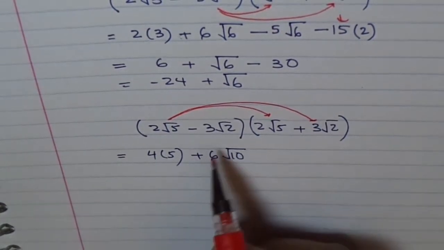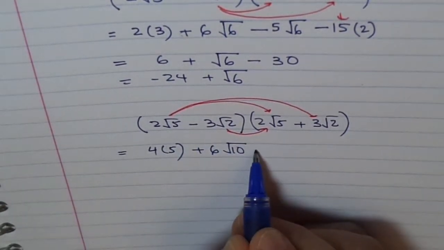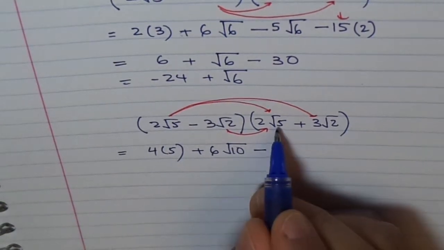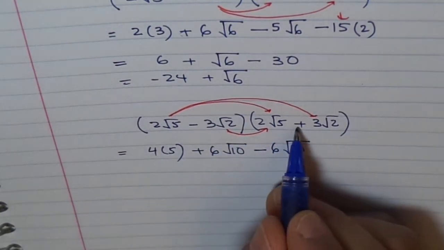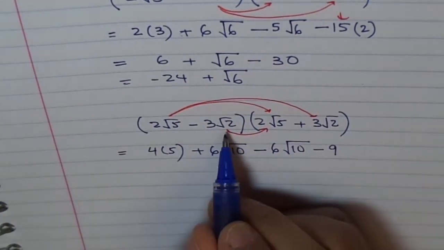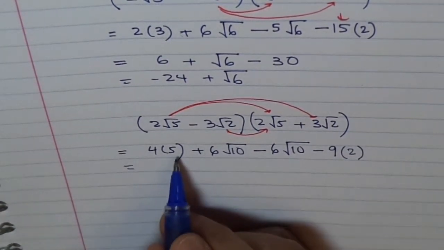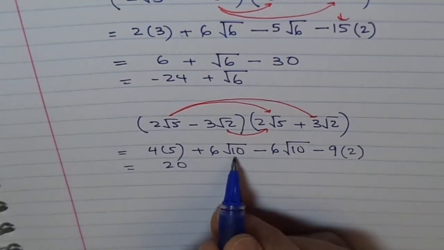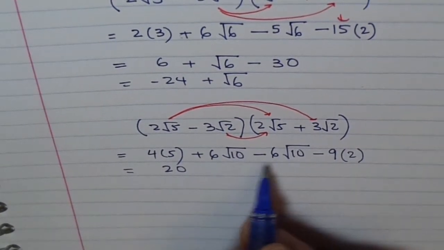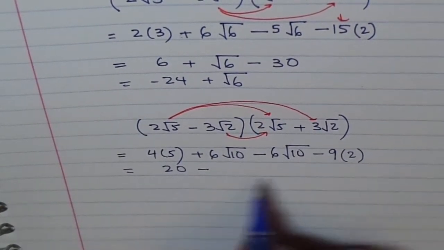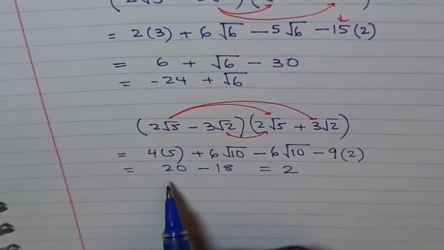Now let's multiply with the second term. Plus and minus when multiplied gives you minus. 3 times 2, 6. 5 times 2, within the radical we have number 10. Minus 3 times minus 3 is minus 9, and square root 2 times square root 2 is the number 2. Now 5 times 4, 20. 6 square root 10 minus 6 square root 10, they are like terms and they cancel each other out. This is just 0. And we are left with 20 minus 18, which gives us number 2. So this basically is 2.